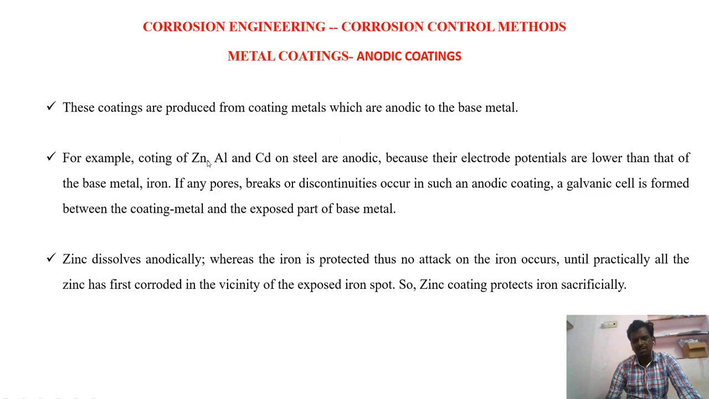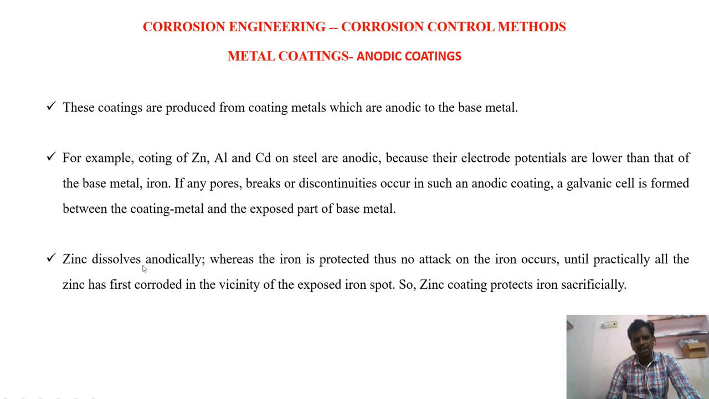For example, zinc, aluminum and cadmium coatings on steel. These zinc, aluminum and cadmium have lower electrode potentials, and they undergo corrosion rapidly instead of the base metal. If any pores or breaks happen on the surface of the metal, then a galvanic cell is formed between the anodic coating and the base metal. This is the very important thing here.